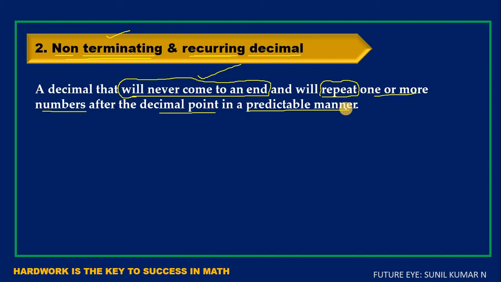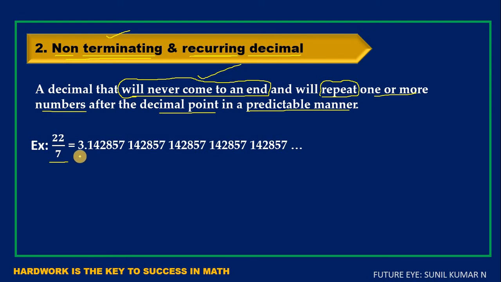Let me take an example here children. 22 by 7. You are all familiar with this number. It is the approximated value of pi. Now here if you divide 22 by 7, we get a decimal expansion just like this. 3.142857, 142857, 142857, 142857, 142857, and it just goes like that for an infinite number of times.